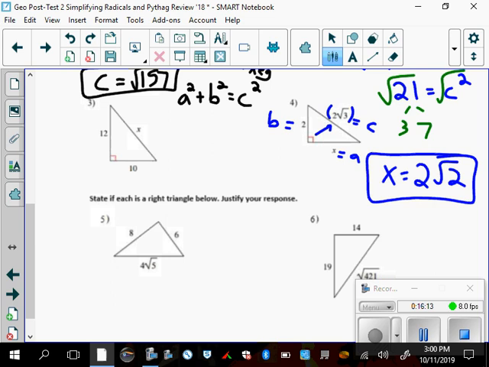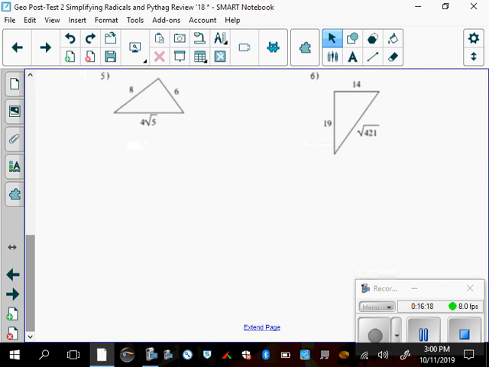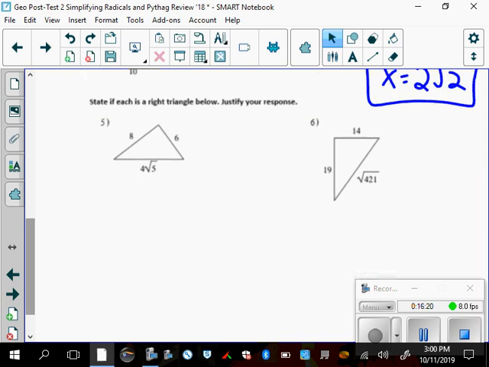All right. The last thing that we're going to be asked to do from time to time is to determine whether or not it's a right triangle. So state if each is a right triangle. You can't just say, yes, it looks like it. That would be like being on a jury and saying, yes, they look guilty when you haven't heard any of the evidence.